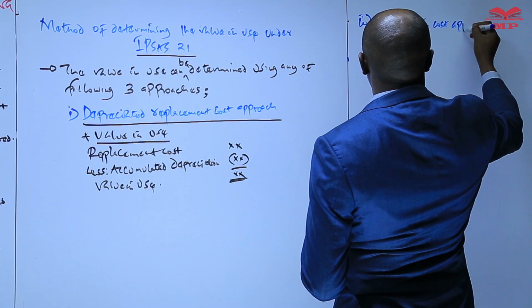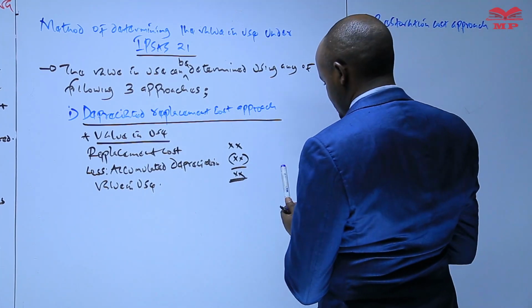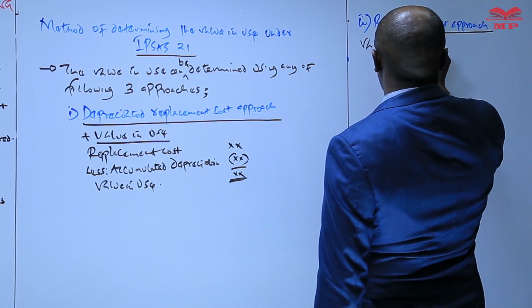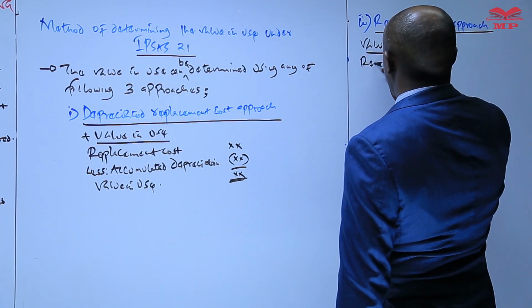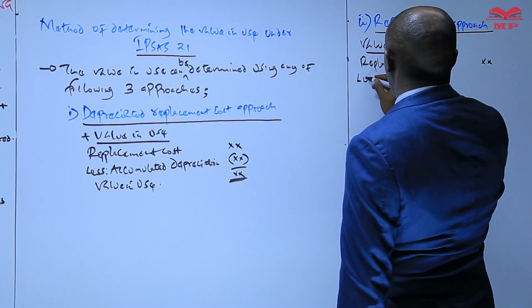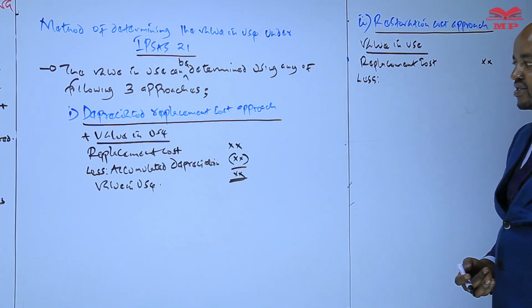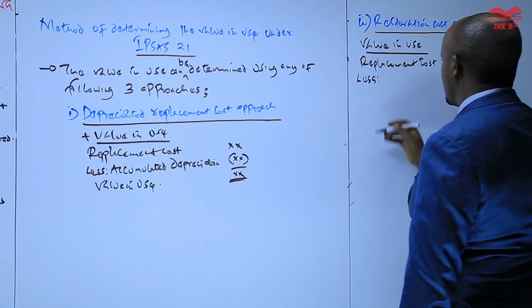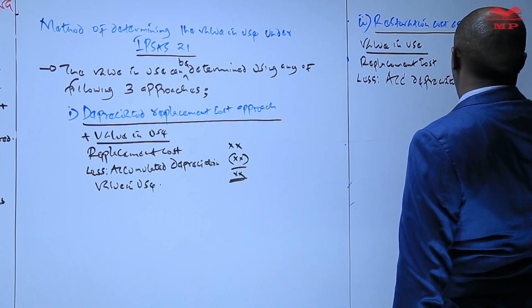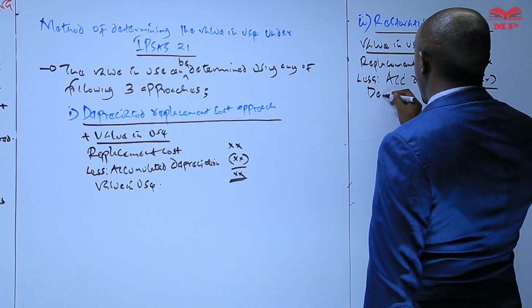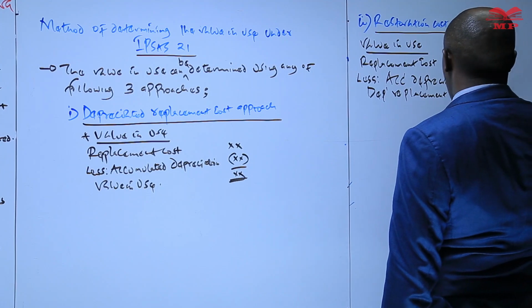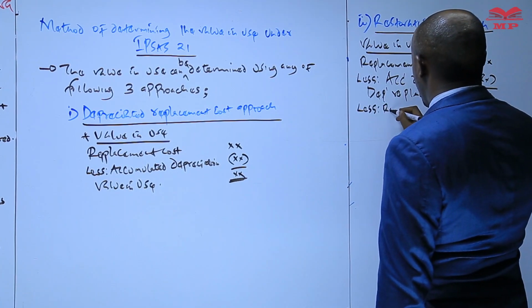Restoration cost approach. Under this particular method, the value in use is determined as follows. First of all, we take the replacement cost, which I've explained. We depreciate it for an equivalent duration, since the asset deemed to be impaired was depreciated. So we less accumulated depreciation, and whatever you get here is known as depreciated replacement cost. And then to this we proceed and we less something called the restoration cost.